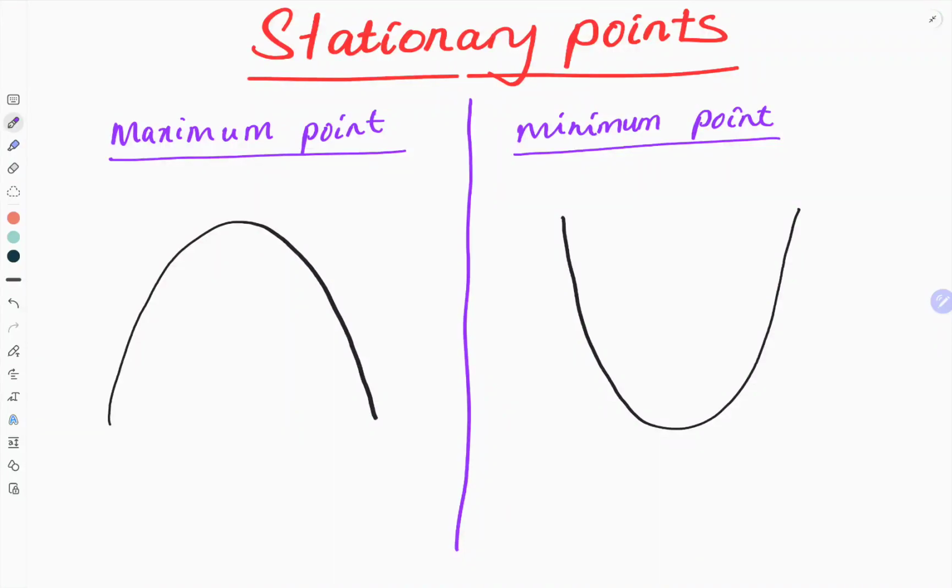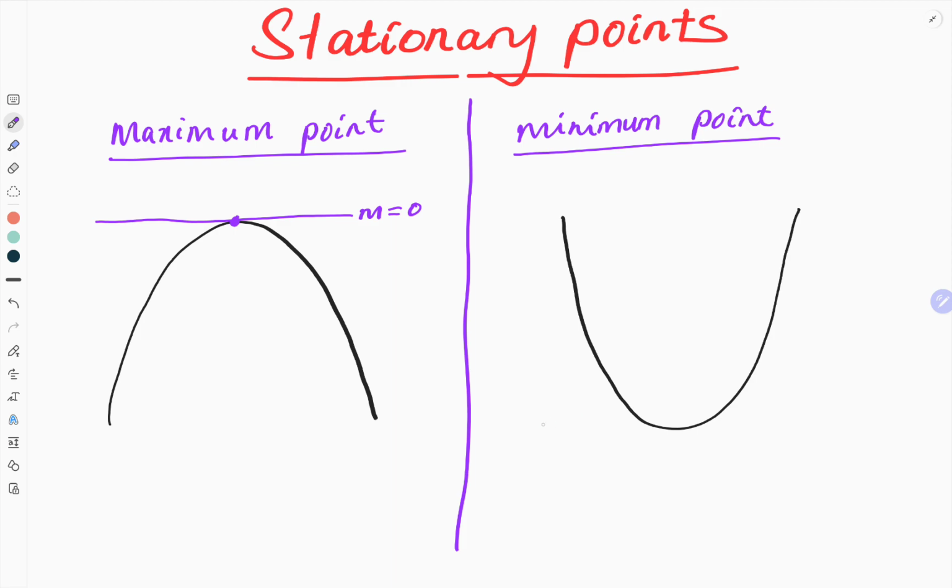So in this lesson, I'm going to show you how to determine the stationary points and their nature. But before we dive into it, what are the stationary points? A stationary point on a curve is a point at which the gradient of the curve is equal to 0. Like on this parabola, which has a maximum point, the gradient at this maximum point is equal to 0. Therefore, this point is a stationary point.